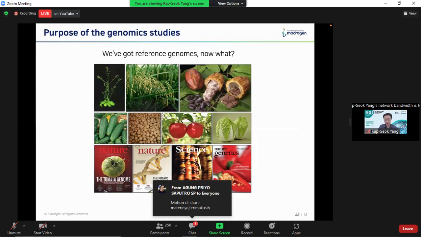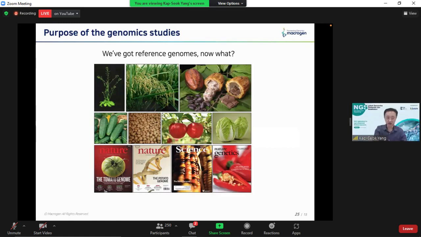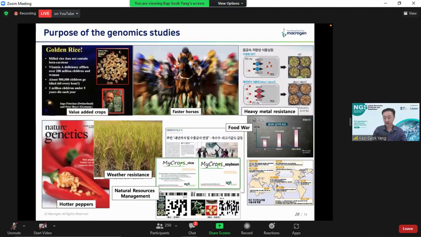But now what? You really got the reference genome. Now what? But if you really think about it, the reference genome is not the ultimate purpose or the goal. The purpose of the genome studies is the potential for the application, which is enormous. So these are the things that our collaborators or our customers have been targeting.